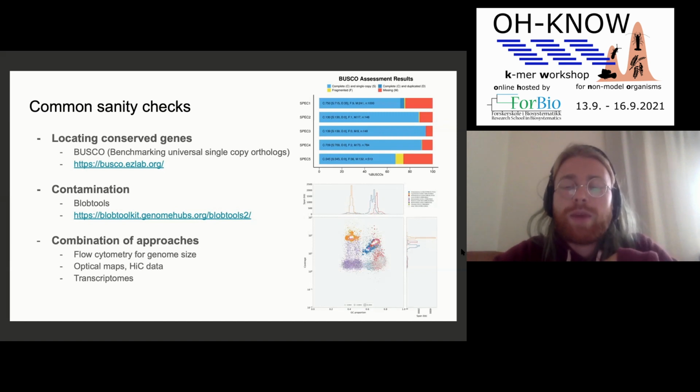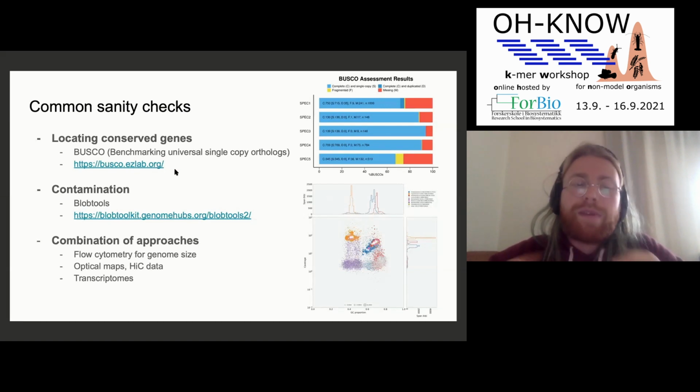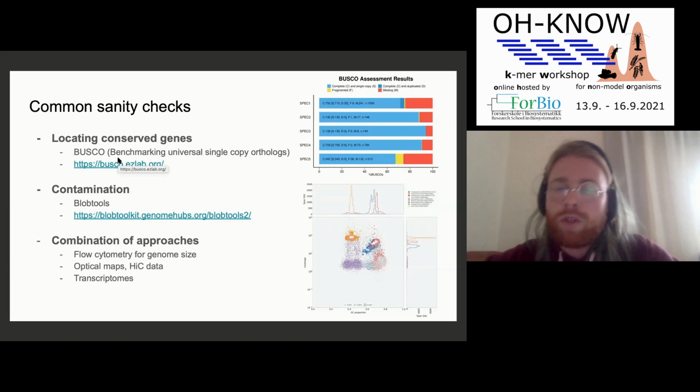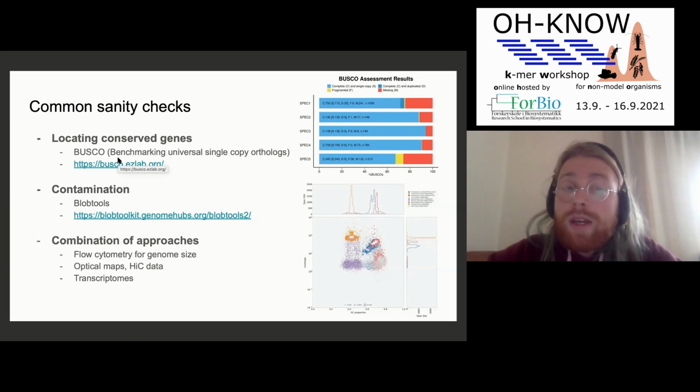So the other sanity checks we're using are things like BUSCO, or in general locating conserved genes, which is just a predefined set of genes that we know are conserved in clades. They are benchmarked on universal single copy orthologs. So this is a set of genes that we know that we should find in nearly all genomes in a single copy, which is a really nice metric because it sort of penalizes misassemblies. So if we have pieces of genome put in different places and it cuts through the genes, then it will lower the BUSCO.